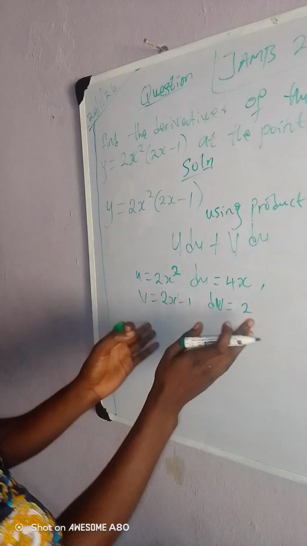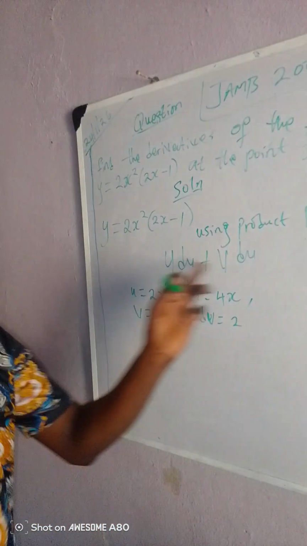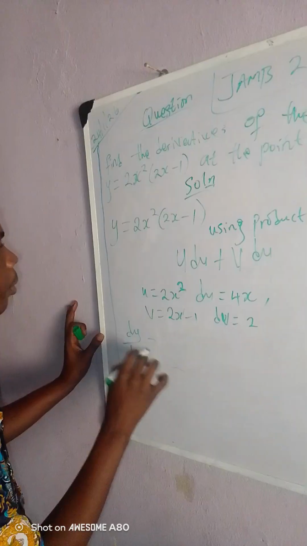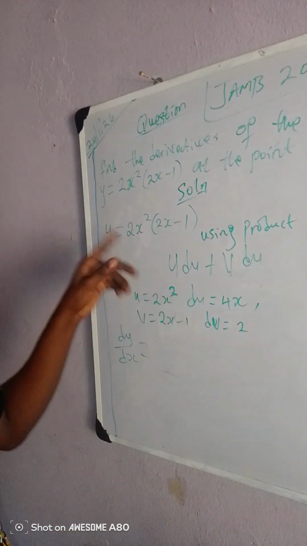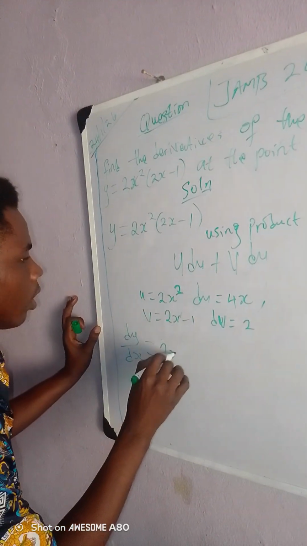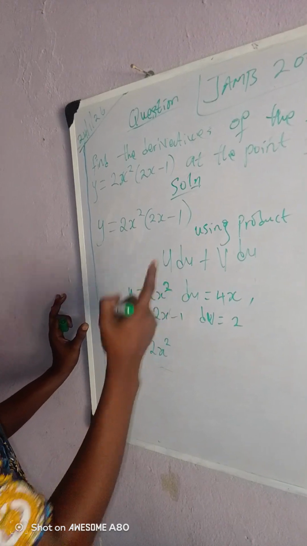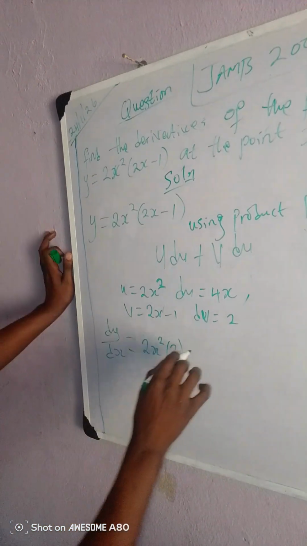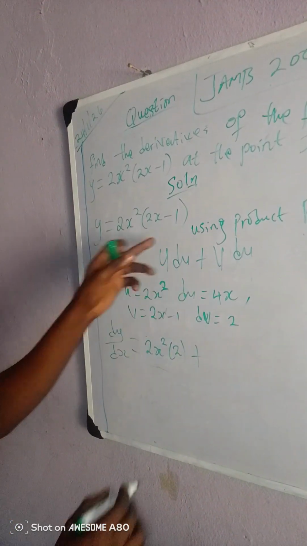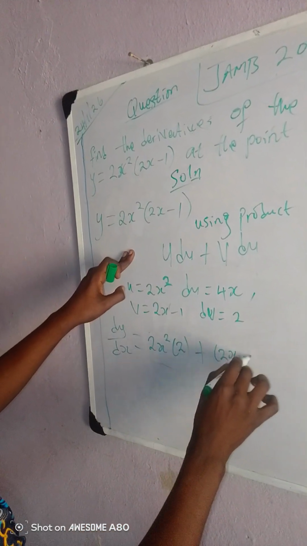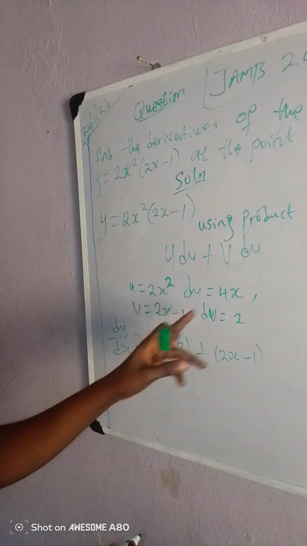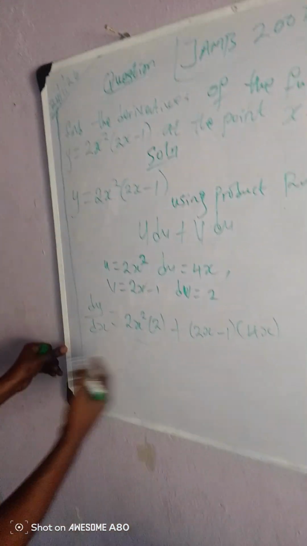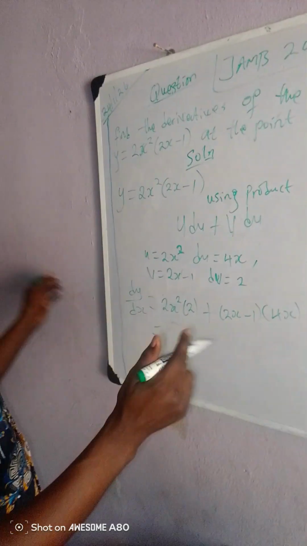So now, let's substitute this back into this rule here to get our dy dx. So you have dy dx will be equal to what? Our u is what? 2x squared. Multiplying what? Our dv. What is our dv? 2. Are you seeing it? Plus. What is our v? 2x minus 1. Multiplying what? du. What is our du? Our du is 4x. Now you have differentiated. Now what do you do? You expand. That is, you open the bracket.